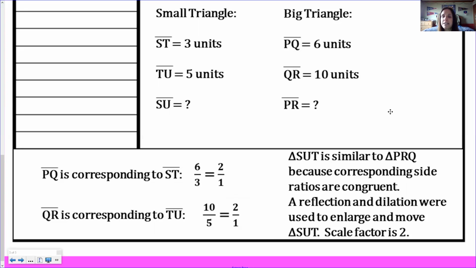A reflection and a dilation were used to enlarge and move triangle SUT. And the scale, the K, is 2. Write down everything you know. Show off your math, okay? We've been practicing these transformations. We've been practicing ratios and scale. Our vocabulary, put it all together. Use it. Make a nice little statement there for your proof. All right, let's look at another example. Remember, you can pause these at any time.